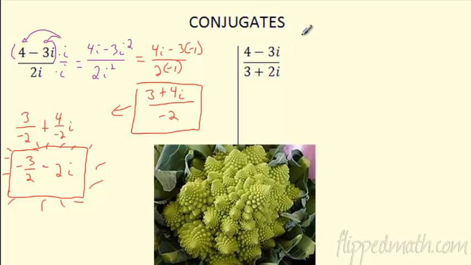Problem is here, though, this one's trickier. This is where we're going to get into the conjugate. We can't multiply by i here because we'd have 3i. That's a bummer. So we're going to multiply by its conjugate. All that means is write the same exact thing, just change the sign.